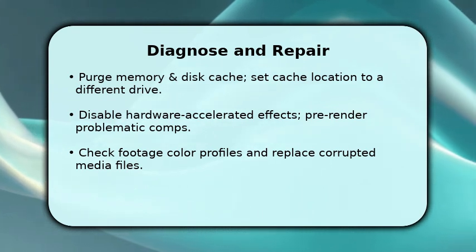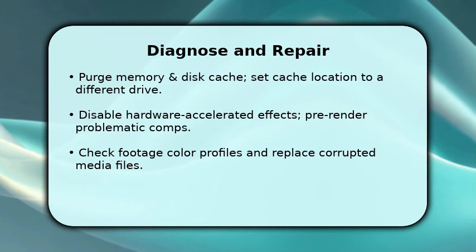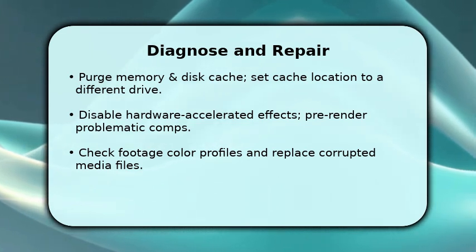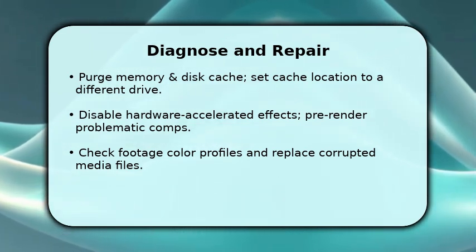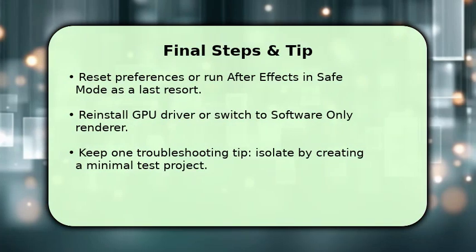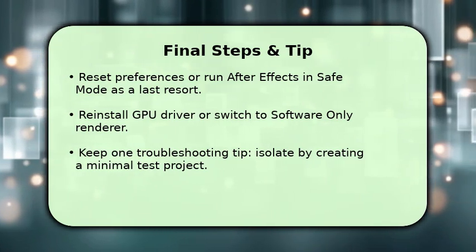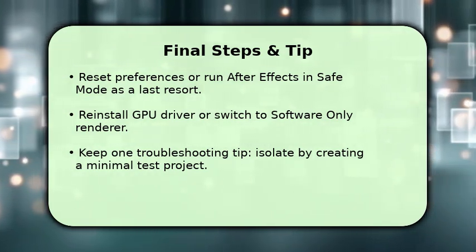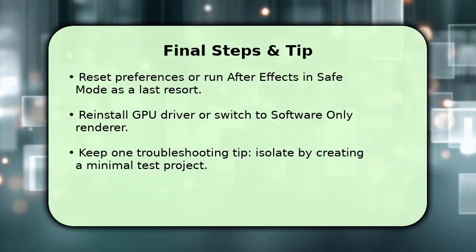Also verify footage color profiles and re-import suspected corrupted media. Make sure to test incremental renders after each change to see which action fixes the black screen. To finish, reset After Effects preferences and, if needed, run it in safe mode to eliminate preference corruption.